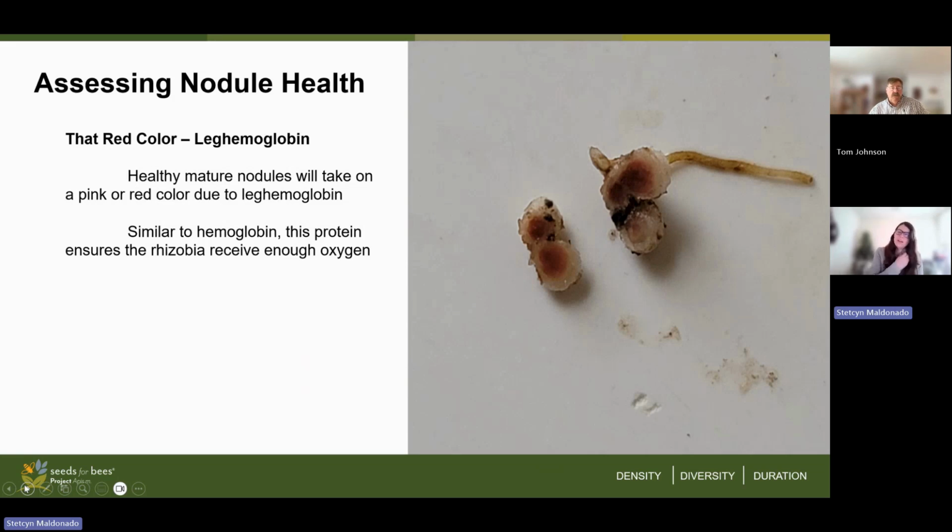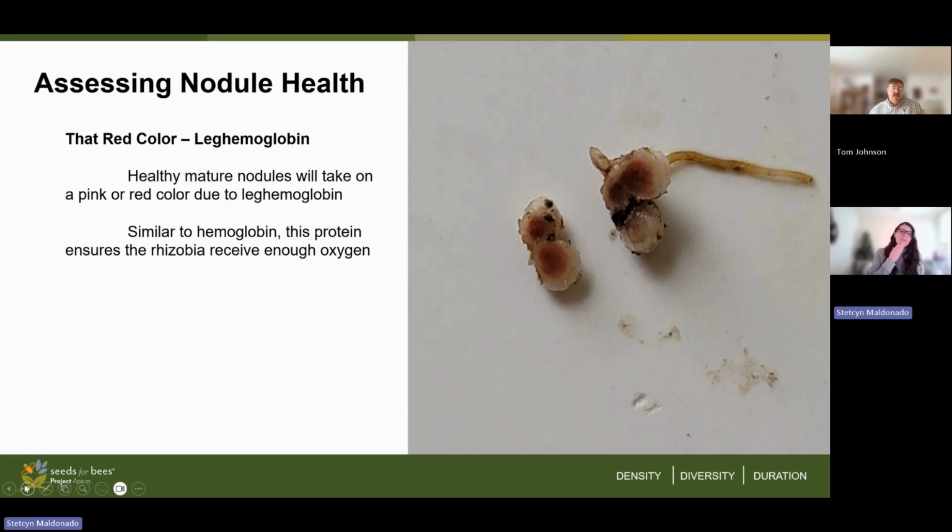So this is the nodule of a faba bean that I cut open on my counter, and you can see how red it is on the inside, that pink red color. And the healthier those nodules are, the more red they're going to be. If they're white or kind of squishy, then those nodules were infected with a pathogen and kind of died off. What's really fascinating is that color is due to a protein that's very similar to hemoglobin called leghemoglobin. And its job is to make sure that there is enough oxygen provided to those bacteria in order to fix that nitrogen.